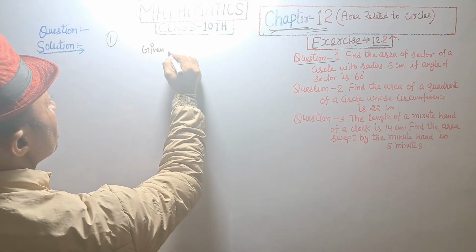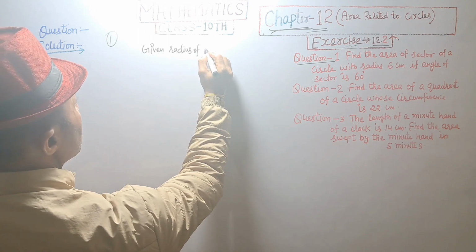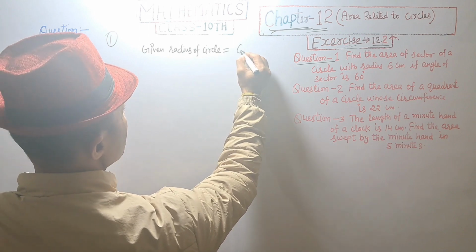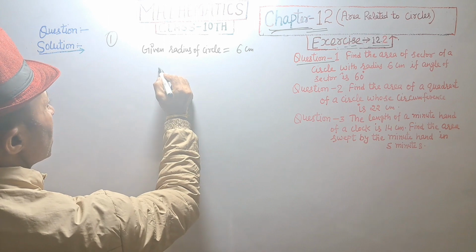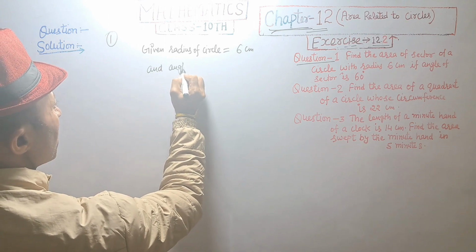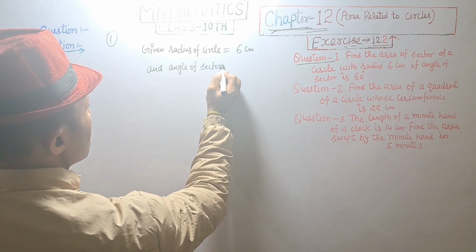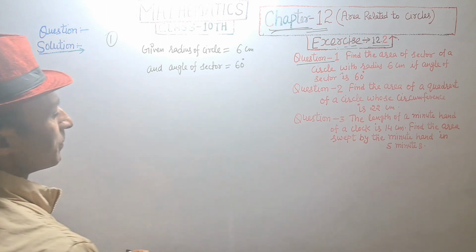Given: radius of circle is equal to 6 centimeter and angle of sector is equal to 60 degree.